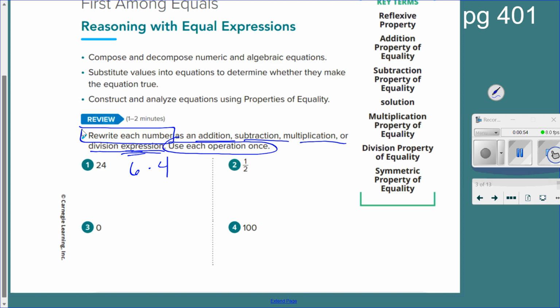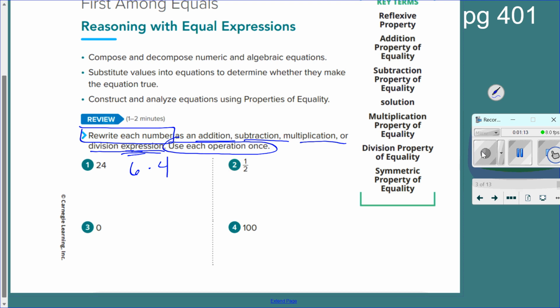Does that make sense? So now that we've already used a multiplication problem for number 1, you need to find an addition problem, a subtraction problem, and a division problem for one of the other 3. Any questions? All right, I'm giving you about 2 to 3 minutes to do this. Go for it.